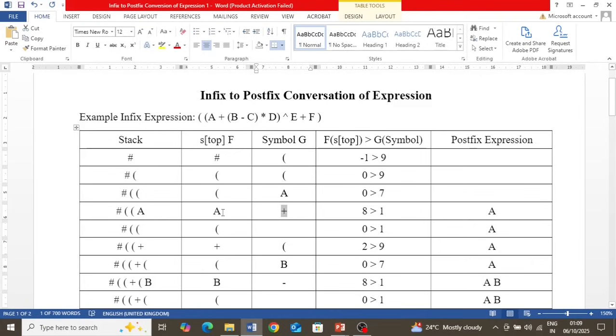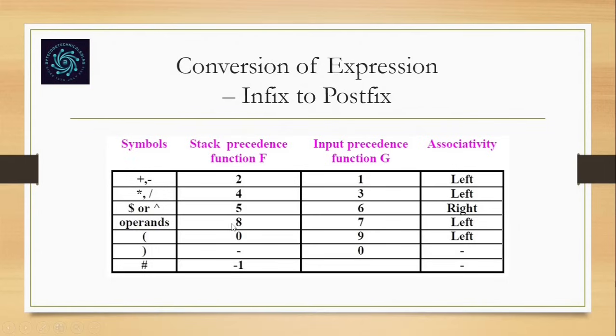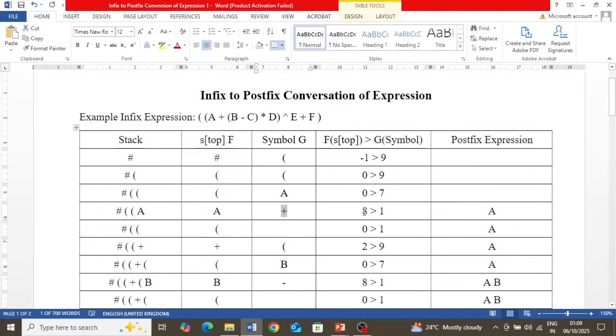The operand value in f is what? The operand value in f is 8, and the plus value in the function g is 1. Okay, so here, is 8 greater than 1? Of course, yes. So here we can apply the first step. The first step tells that if the precedence value at the top of the stack is greater than the precedence value of the symbol in the input infix expression, then we have to pop from the stack body and place it into the postfix expression column here.